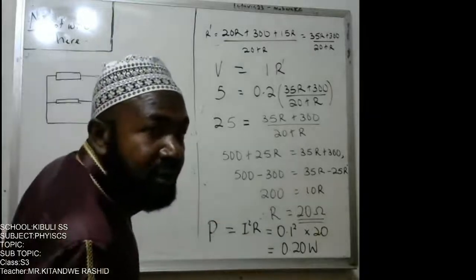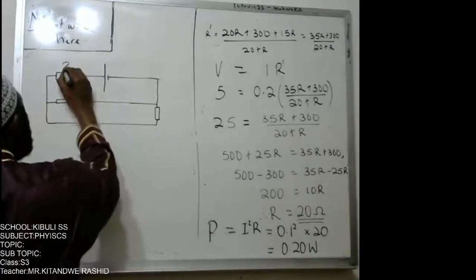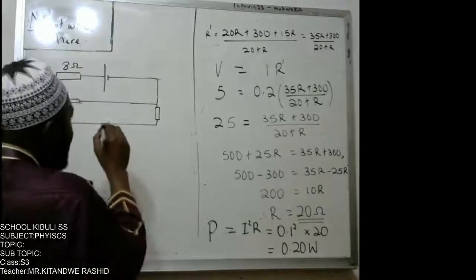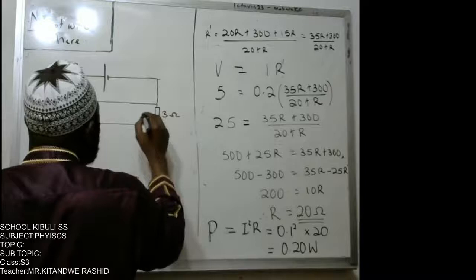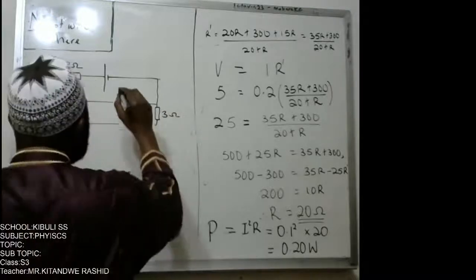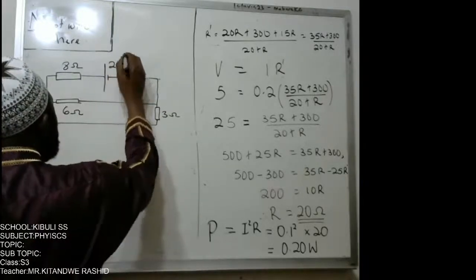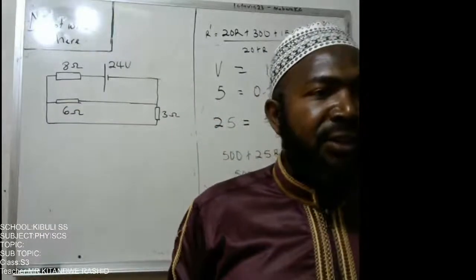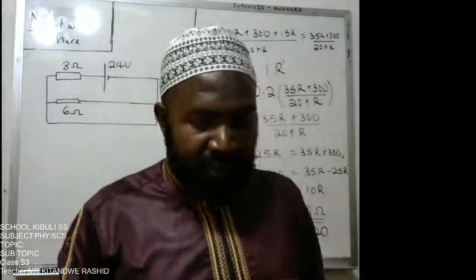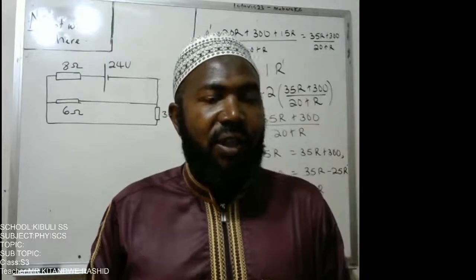So this was 8 ohms, 6 ohms, 3 ohms, 8 ohms. So the question was, find the effective resistance of the circuit.